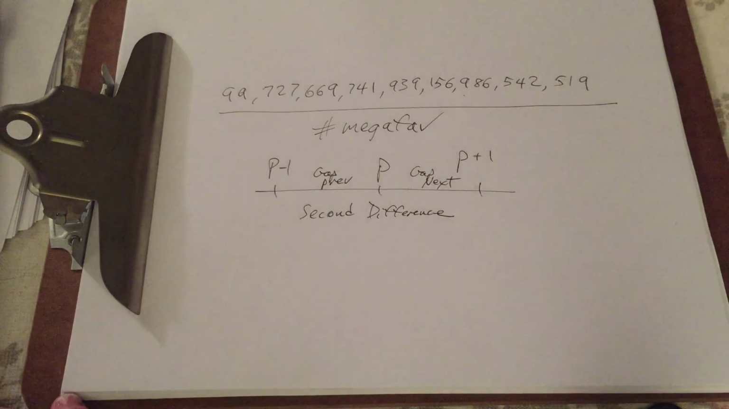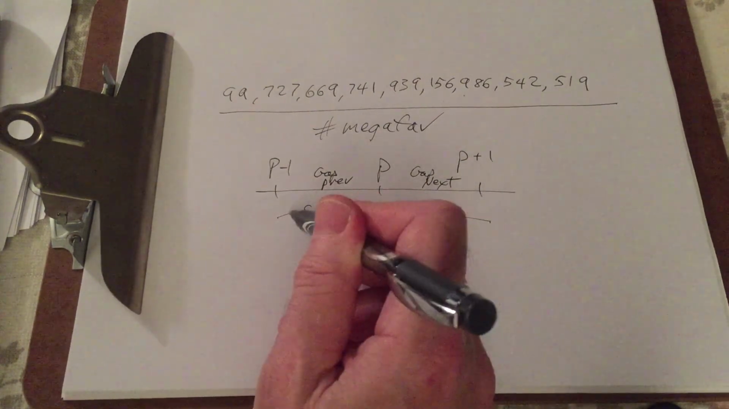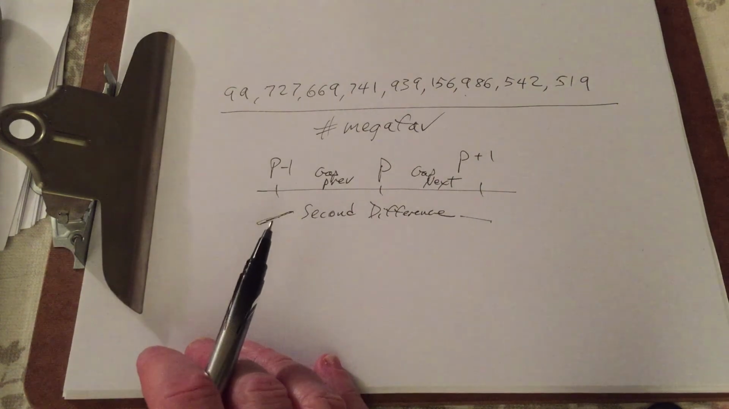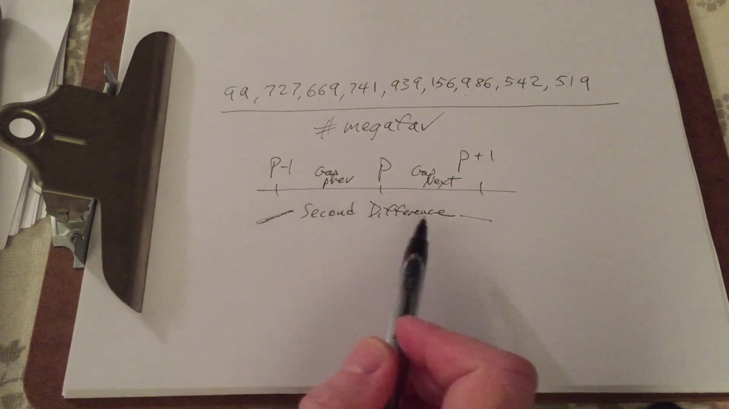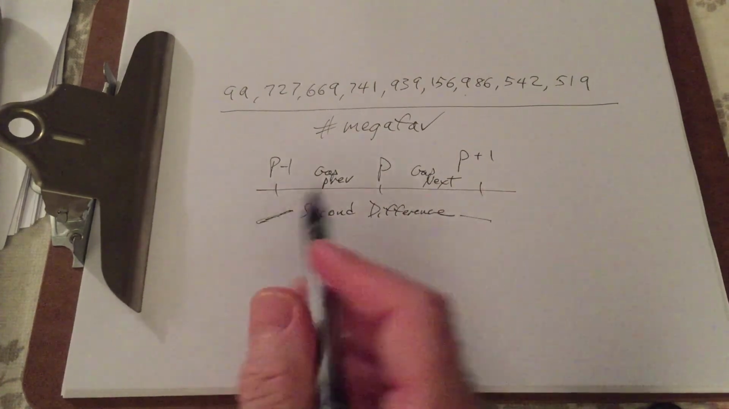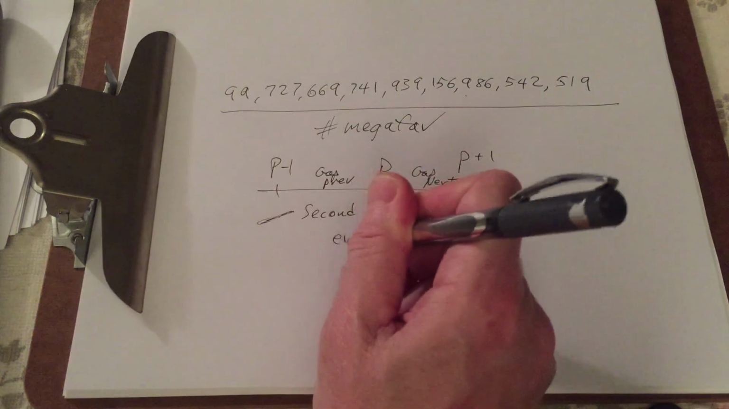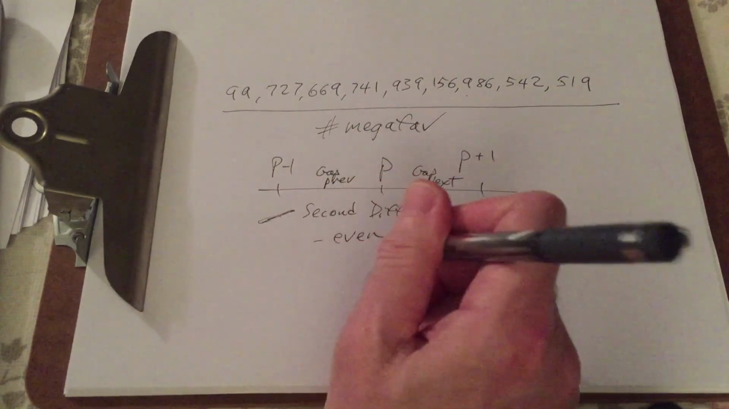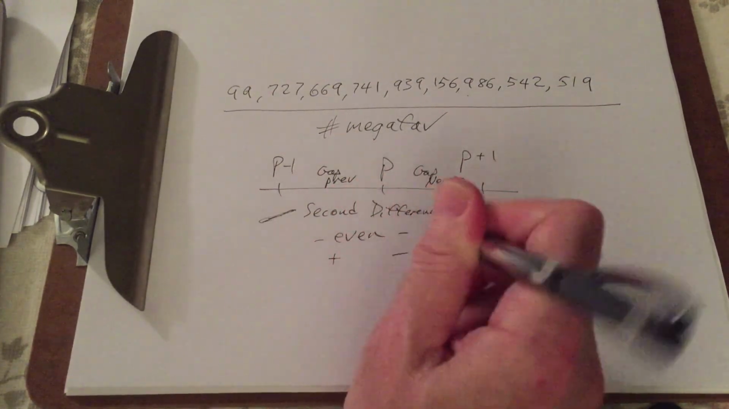In the list of prime numbers, there are only certain second differences that occur right away. In other words, up to the first 100,000 prime numbers, there's only 96 distinct second differences which occur. They're always even, and they're a number that is positive or negative.